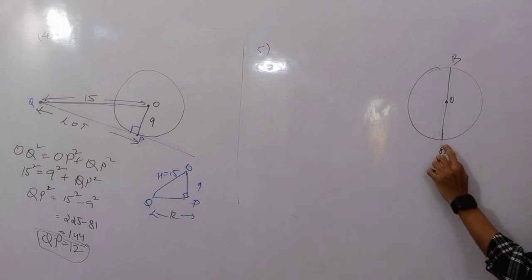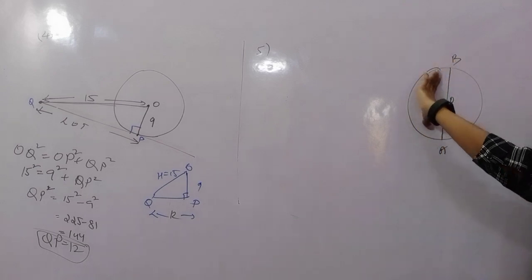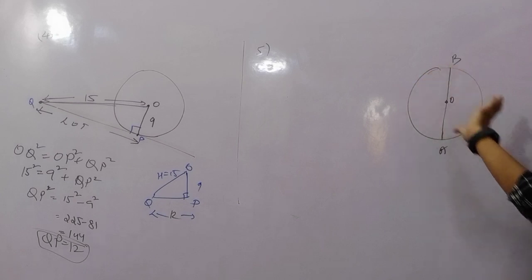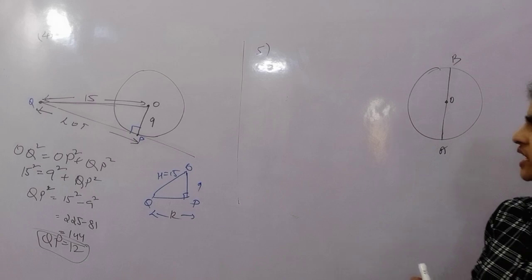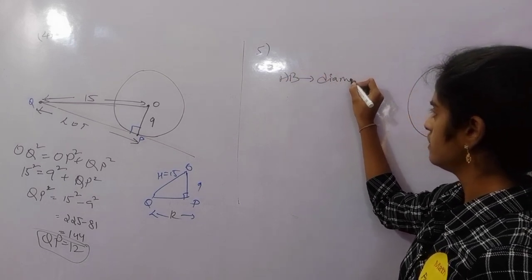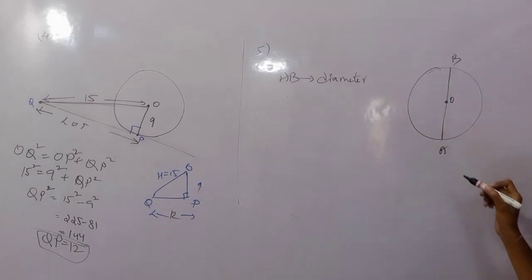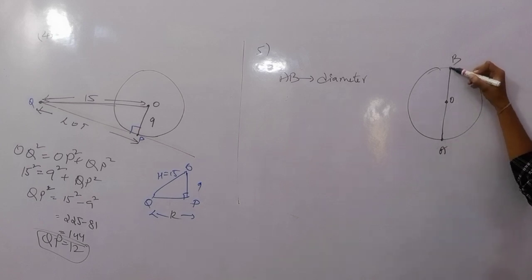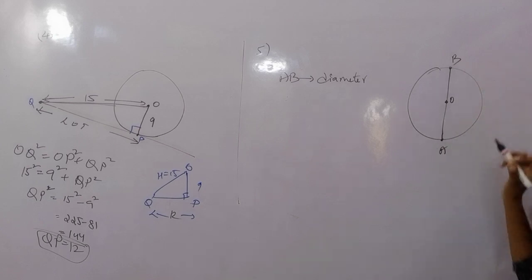Okay, there are 2 points on the circle, A and B. So there is a line segment joining these 2 points passing through the center. So is this the diameter? So I can write AB is diameter. So A and B are the end points of the diameter.